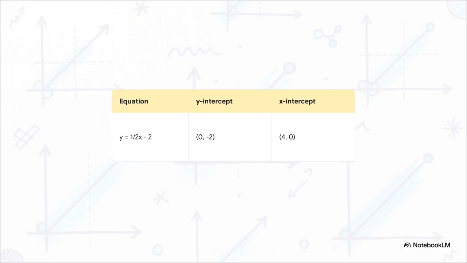Now set y to 0. 0 equals 1/2 x minus 2. Add 2 to both sides, 2 equals 1/2 x. Now just multiply both sides by 2 to get rid of that fraction, and x equals 4. Our x-intercept is (4, 0). See? The rule never changes, and it absolutely never fails.